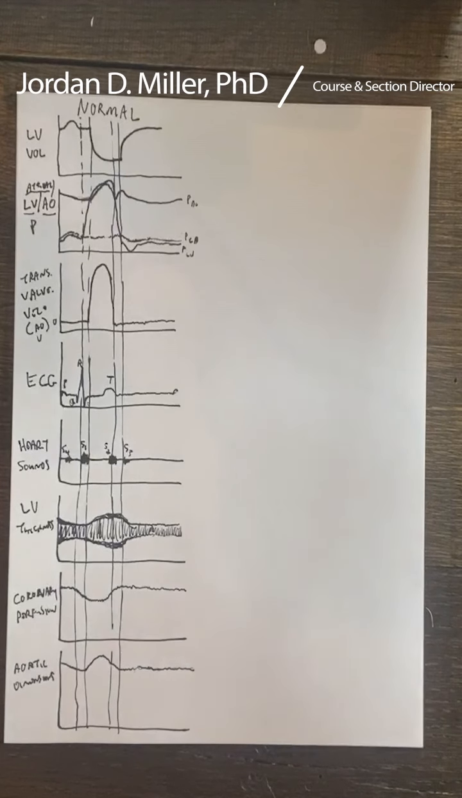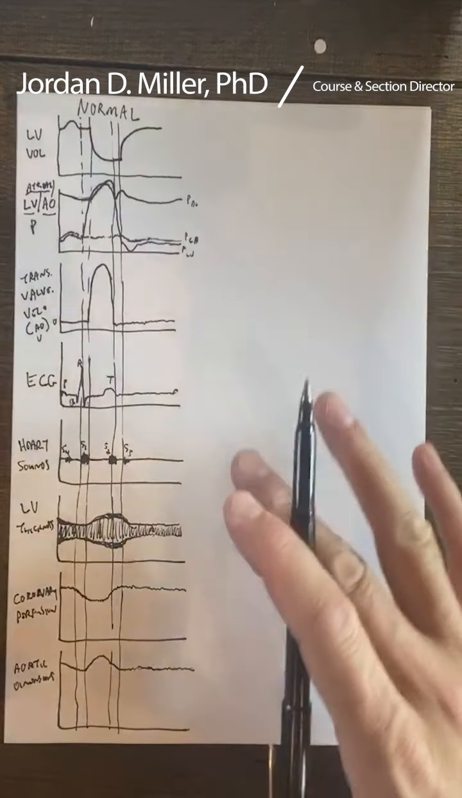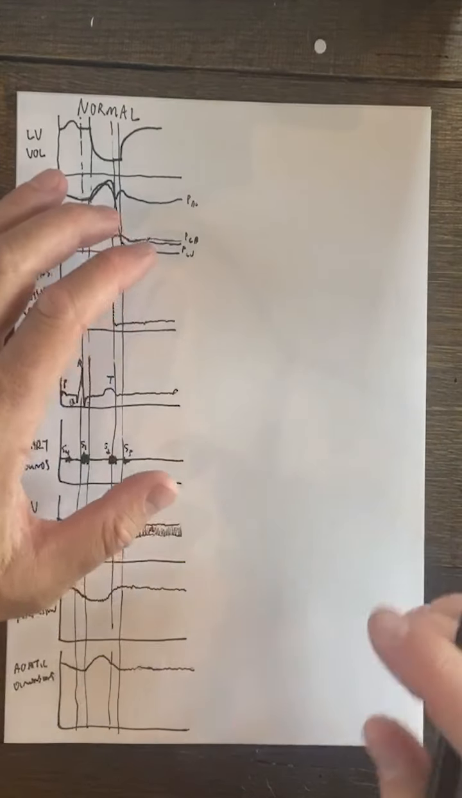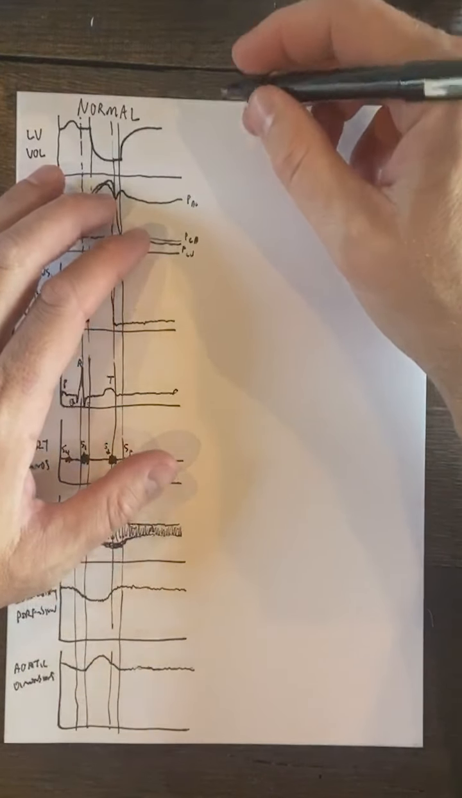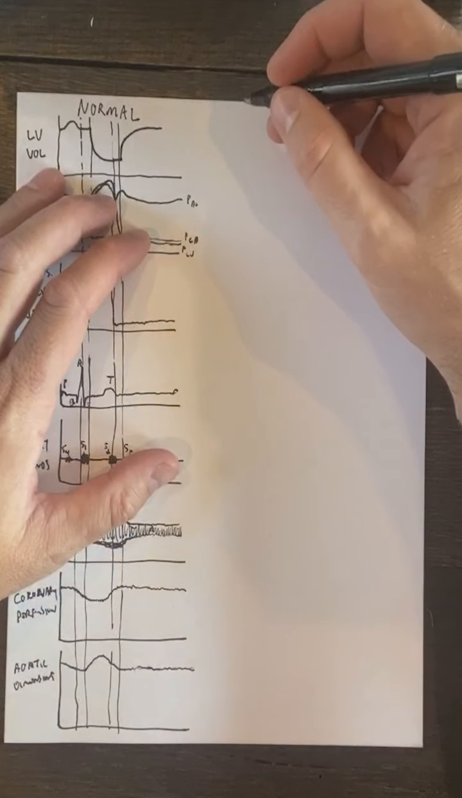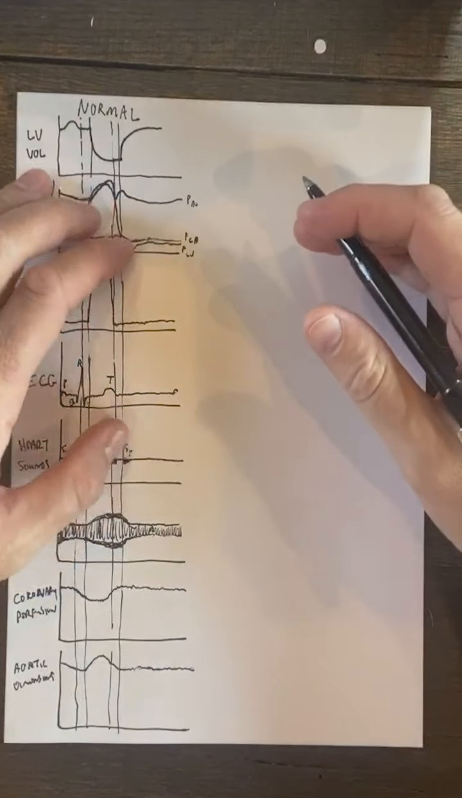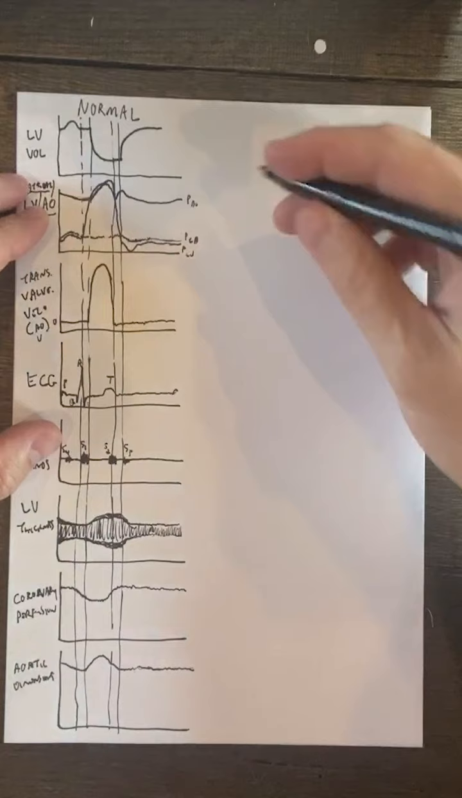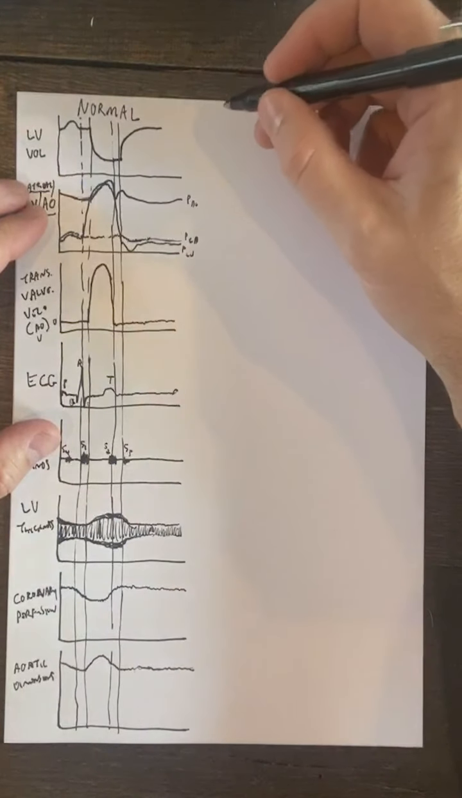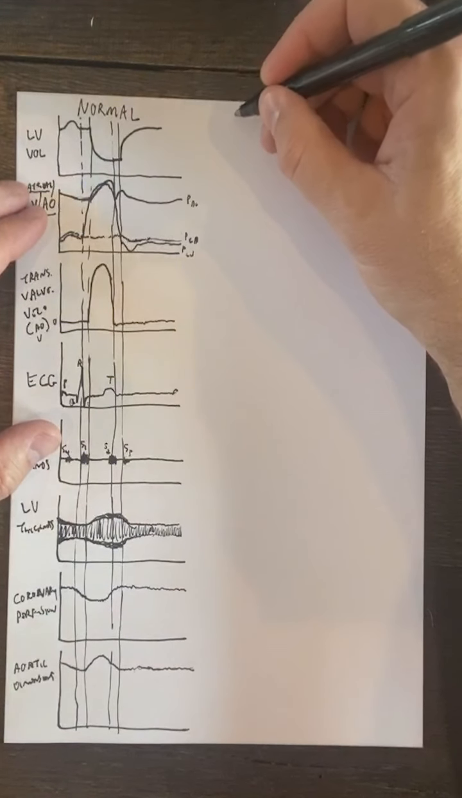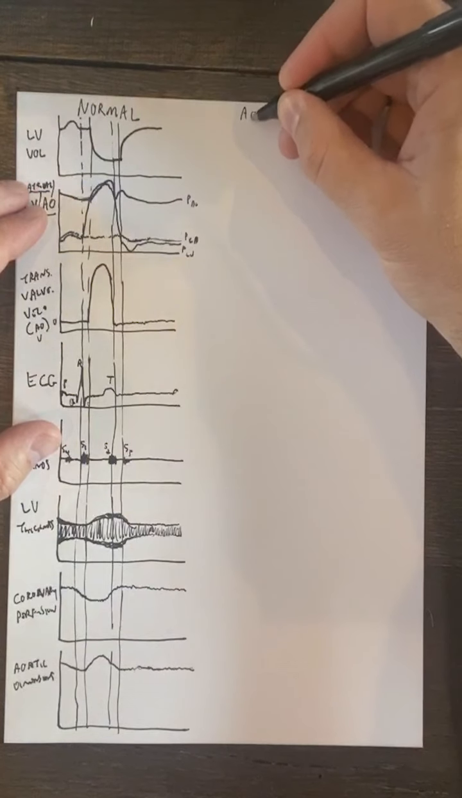Okay, so now that we've gone through the process of creating a normal set of a Wiggers diagram, what we'll do now is go through an example of how to create a pathophysiological example of a Wiggers diagram. And so one example that we went through in lecture today was aortic valve stenosis.